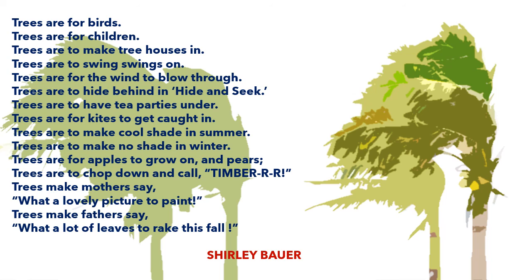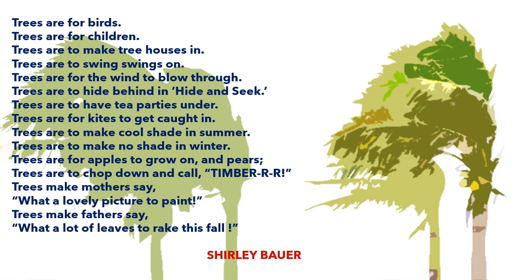Trees are for apples to grow on and pears. Trees are to chop down and call timber. Trees make mothers say, "What a lovely picture to paint." Trees make fathers say, "What a lot of leaves to rake this fall." This is the short, simple poem written by Shirley Bauer.